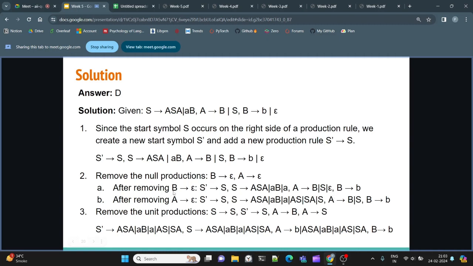Here we are removing the null production B to epsilon. So we see where B appears on the right hand side. In this rule, A to B S, B was appearing on the right hand side, and if we replace B by an epsilon, we simply get an epsilon. So that is why epsilon is here. That is how we are handling this case.